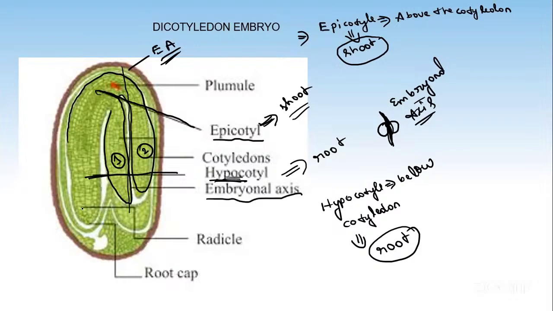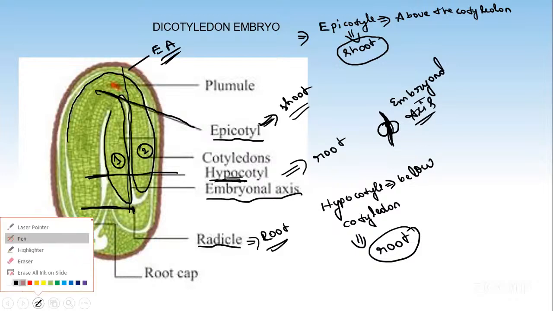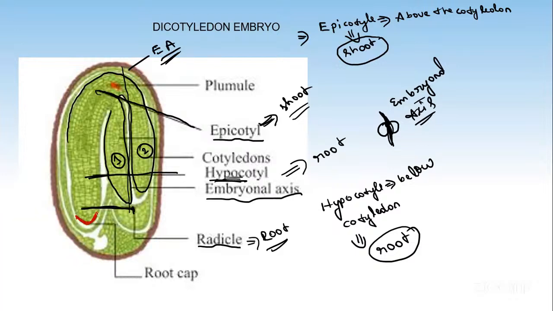Below the hypocotyl there is a radicle, right? The radicle is going to form the future root. And this root is covered by the root cap. Did you understand the structure, guys? And here you can see the plumule, which is going to give the shoot. The plumule will give rise to the shoot, and the radicle is going to give the root.